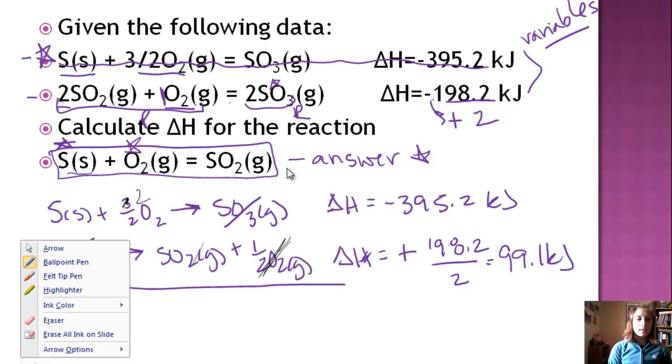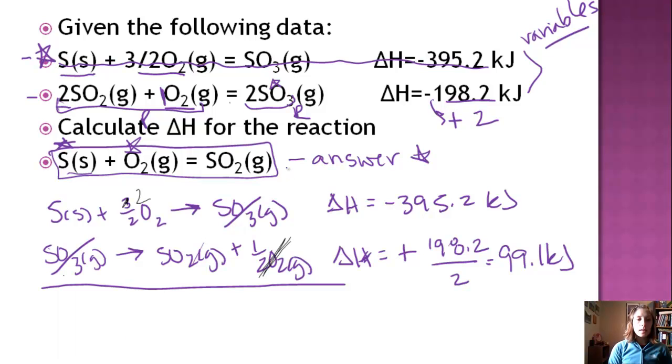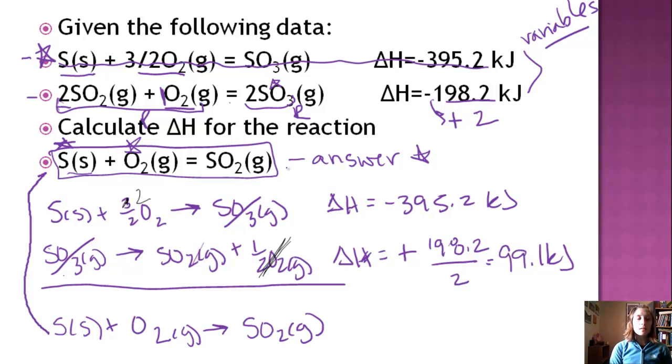And so I should get S as a solid plus 2 over 2 is 1 O2. Okay, that's all my reactants. Goes to SO2 as a gas. And that does match my answer. Now let's look at my delta H.